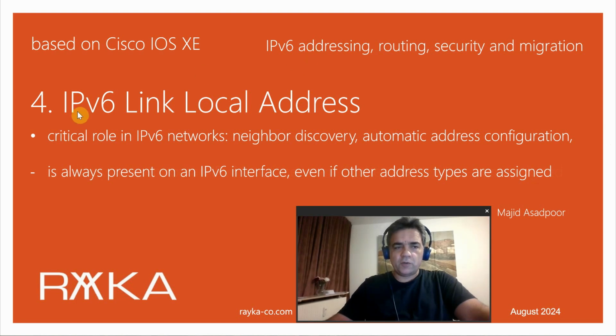In this section, I'm going to discuss IPv6 link local address, which plays a critical role in IPv6 network, and it has applications like neighbor discovery and automatic address configuration, and it is essential for proper functioning of IPv6. IPv6 link local address is always present on an IPv6 interface, even if other address types are already assigned to the interface, like global unicast address or a unique local address.